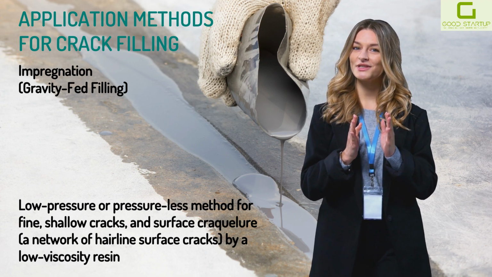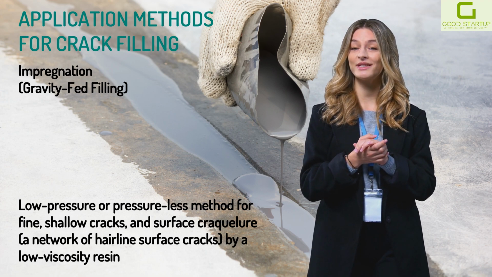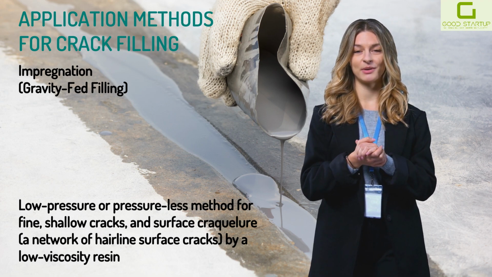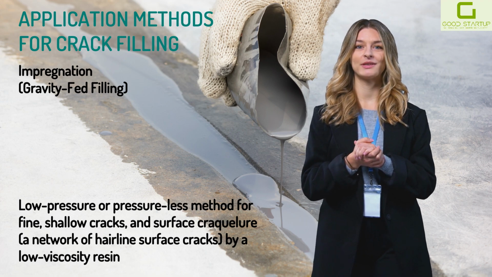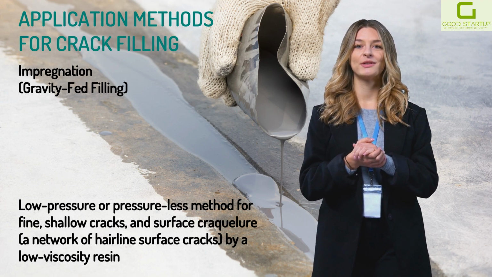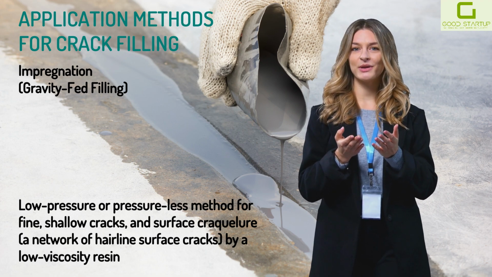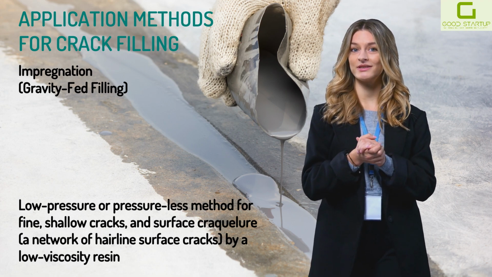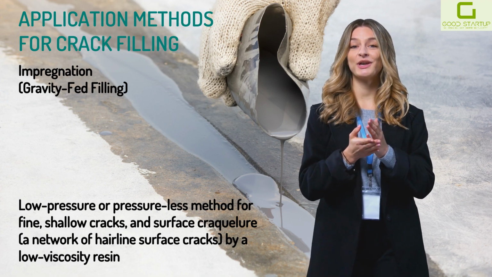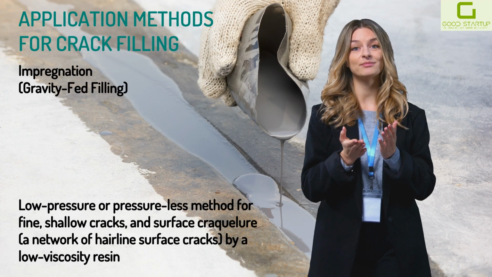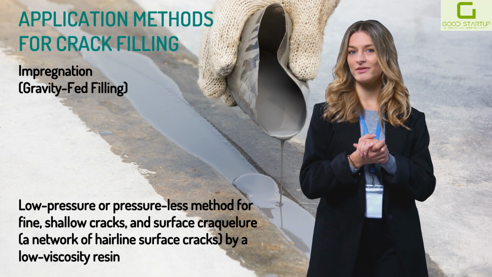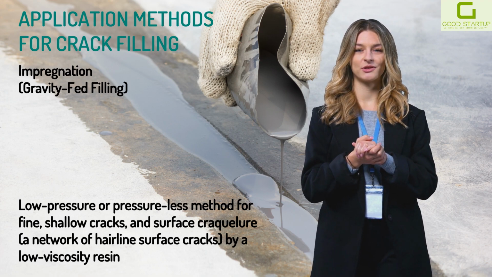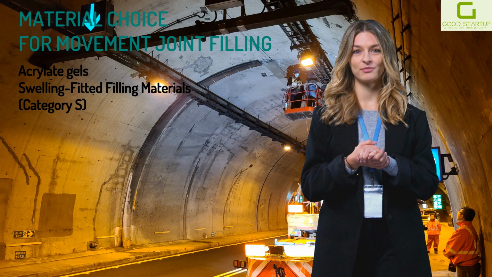This method does not use injection pressure, hence it is limited to relatively thin sections or surface cracks. The effectiveness depends on penetration depth, which in turn depends on crack width and resin viscosity. Impregnation is a good solution for structural or non-structural hairline cracks that only need to be sealed to prevent ingress of water or chemicals. It's also used as a finishing step after pressure injection to fill any remaining surface voids. However, because it may not reach deep or through-thickness cracks, it's not relied on for structural repairs, but rather for surface sealing. Material choice for movement joint filling.